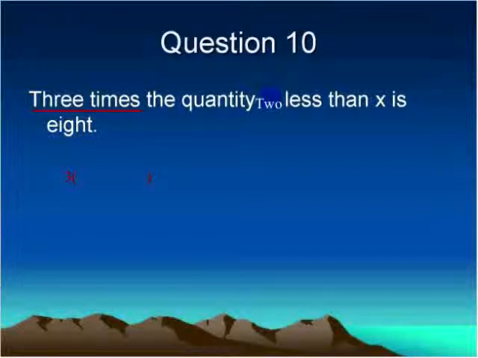Let's put 2 less than x. If we're going to do 2 less than x, that will be x minus 2. Okay. 3 times the quantity of x minus 2, or 2 less than x, is 8. And as we talked about before, when you see is 8, that's like saying equals 8.